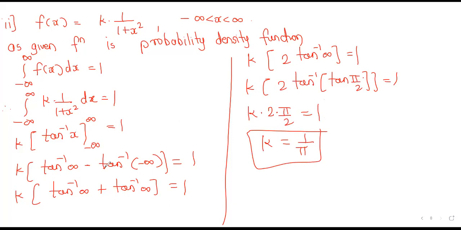Here also we have given f of x is equal to k into 1 upon 1 plus x square. Condition is minus infinity is less than x less than infinity. As the given function is probability density function, integration minus infinity to infinity f of x dx is equal to 1. f of x is k into 1 upon 1 plus x square. k is constant. Integration of 1 upon 1 plus x square is tan inverse x. Put the upper limit and lower limit. Tan of minus theta is minus tan theta. That's why tan inverse infinity plus tan inverse infinity. So we get the value of k as 1 upon pi.